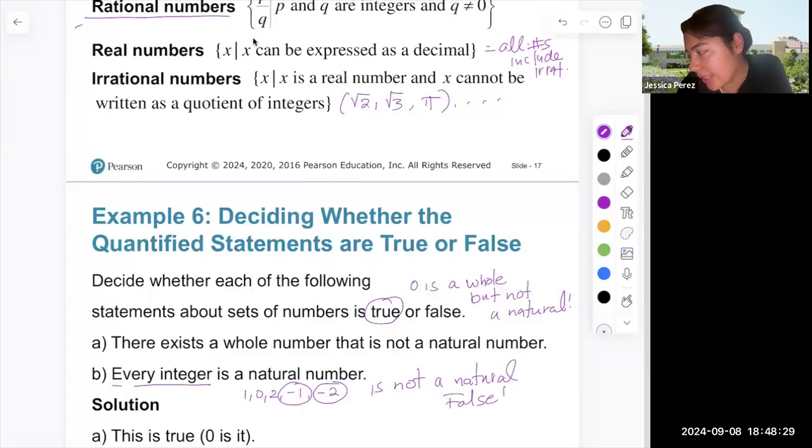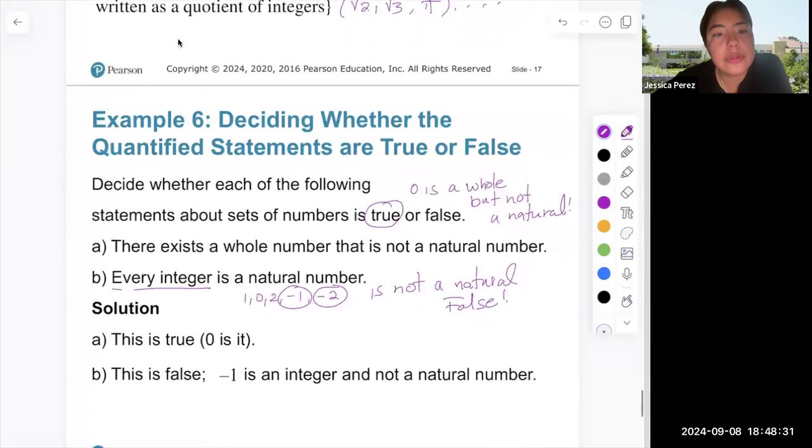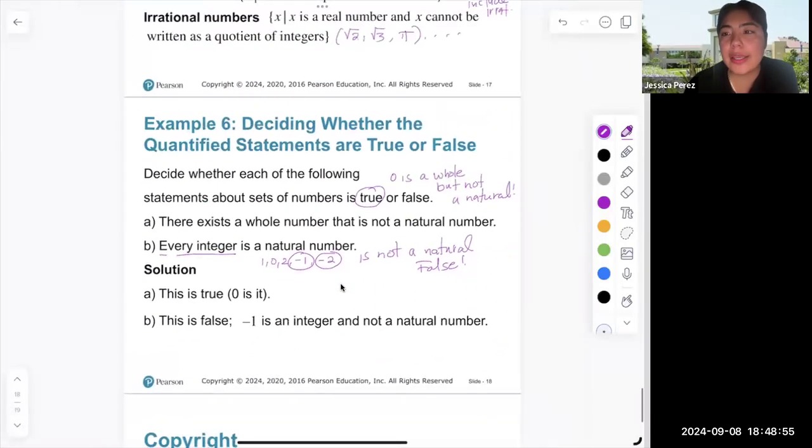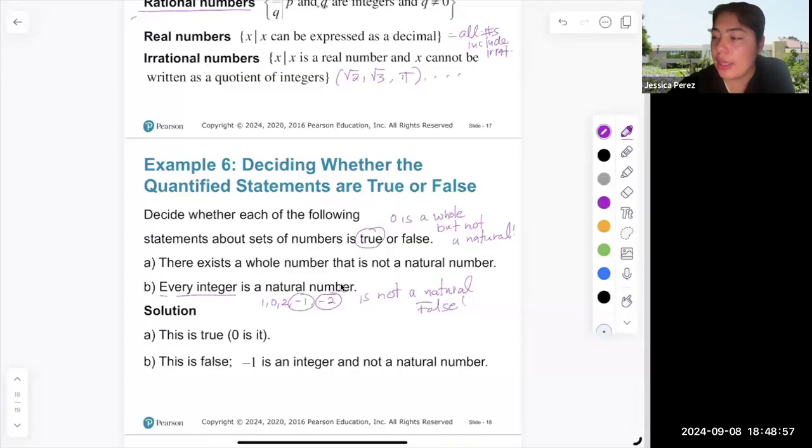So I found something that can negate it. The first one, A, is true, and B is false because negative numbers are not natural numbers. All natural numbers are integers, but not the other way around. So be careful. Integers are much bigger than natural numbers. And that is the end of section 3.1.